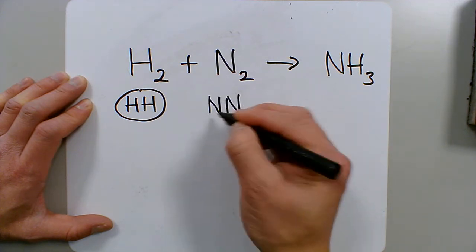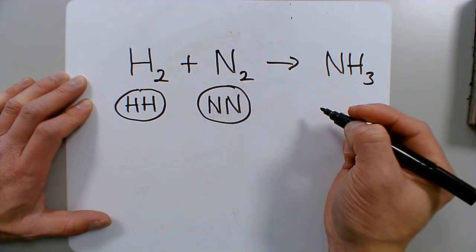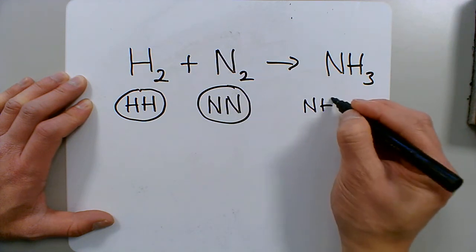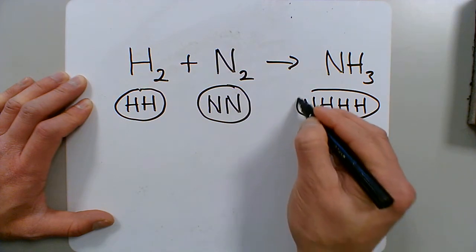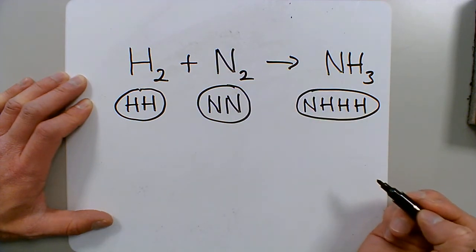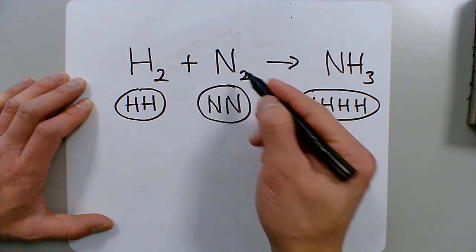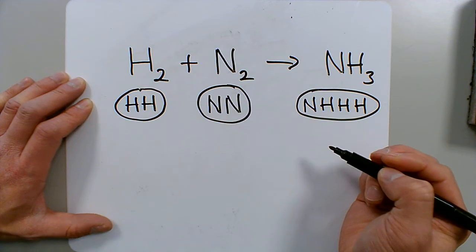With nitrogen, there are two N's, and that's in its own bubble. And with ammonia, there's one nitrogen and three hydrogens. I'm going to protect that in its bubble. Now, at the moment, we have two nitrogens on the left-hand side of the arrow, the reactants, but we only have one nitrogen on the right-hand side.